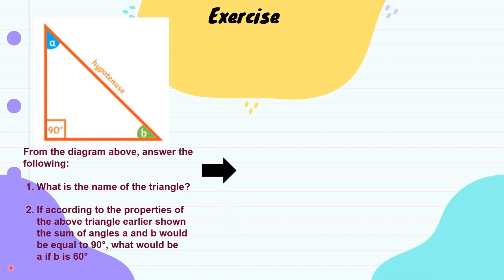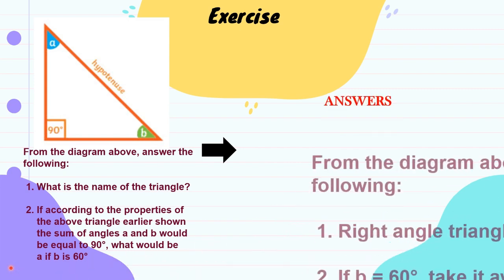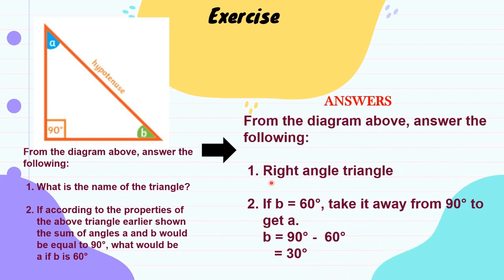So if B is 60 degrees, what do you think A will be? What will you add to 60 degrees to give you 90 degrees? Let's check the answers. 1. The triangle is a right angle triangle. 2. If B is 60 degrees, take it away from 90 degrees to get A.